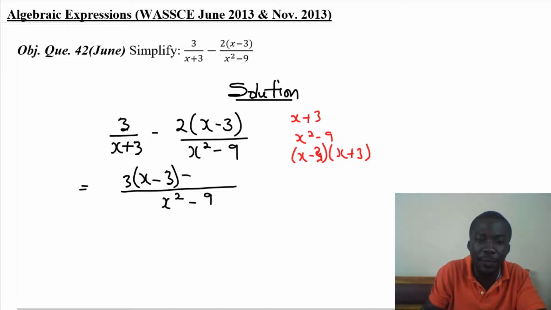Then we have minus 2 into brackets x minus 3. When x squared minus 9 divides x squared minus 9, it is 1. So 1 multiplied by the numerator will be whatever we have at the numerator side.